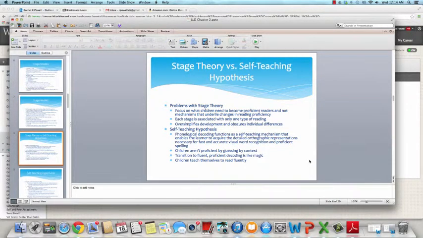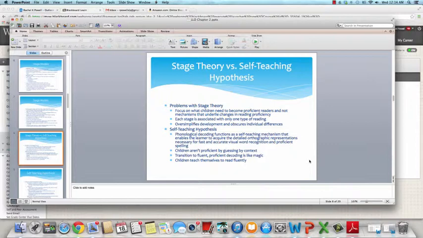You can be in multiple stages at the same time, but stage theory doesn't account for that. Each stage is associated with only one type of reading. And it oversimplifies the development and obscures individual differences because, of course, every child's going to be different. So some theorists came up with a self-teaching hypothesis.